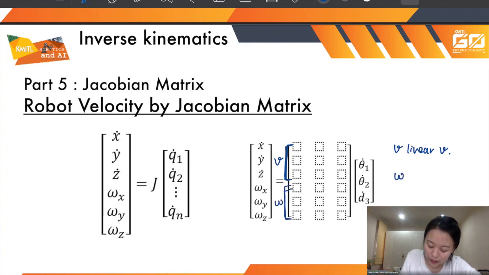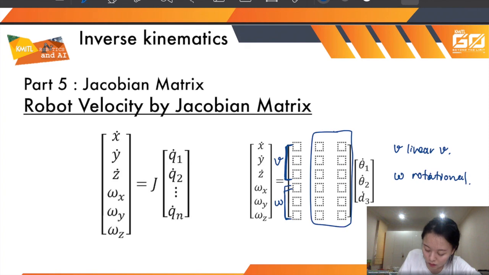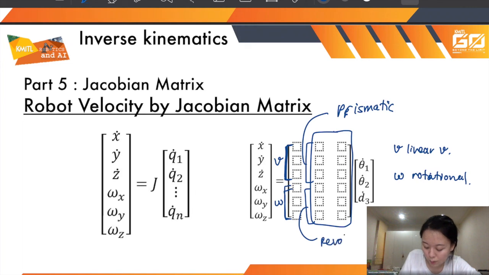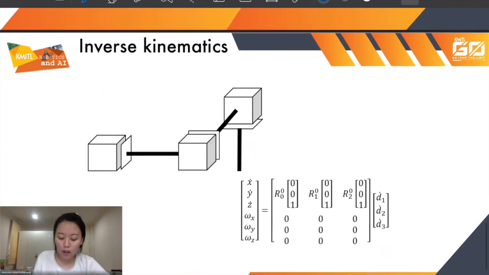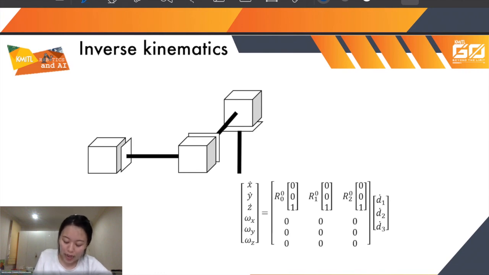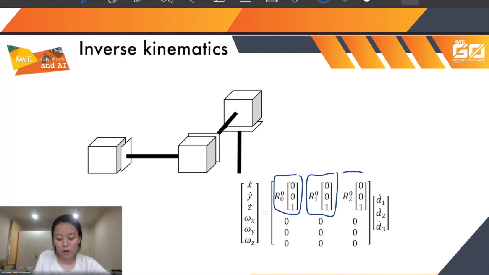And it also has the columns left, and these columns will identify, first, the prismatic joint, and this one is revolute. The first example of the Jacobian matrix is this one. As you can see, we have the 3 rotational matrix, where the first one identifies the linear velocity, and this one is the prismatic joint.